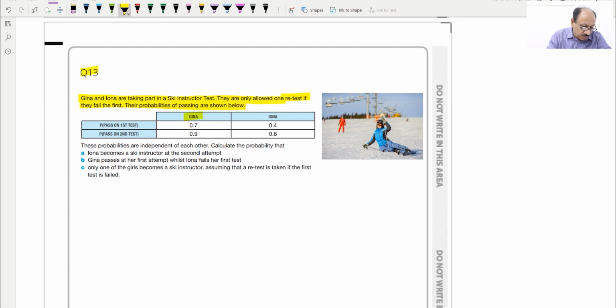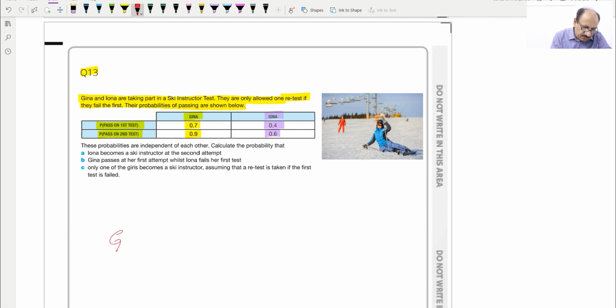So this is for Gina. Passing the first test is 0.7, passing the second test is 0.9, and for Iona it is 0.4 for passing the first test, and passing the second test is 0.6. Now we can draw a tree diagram separately for Gina.